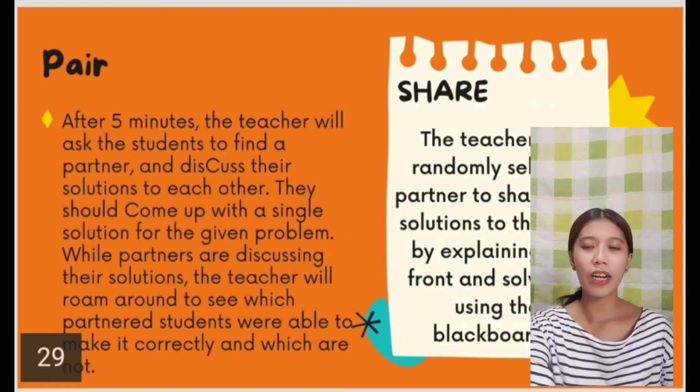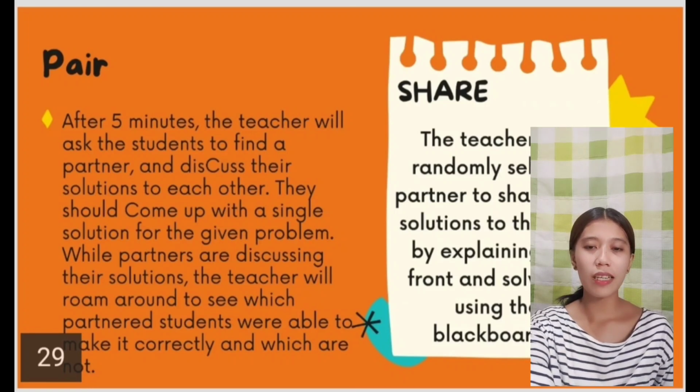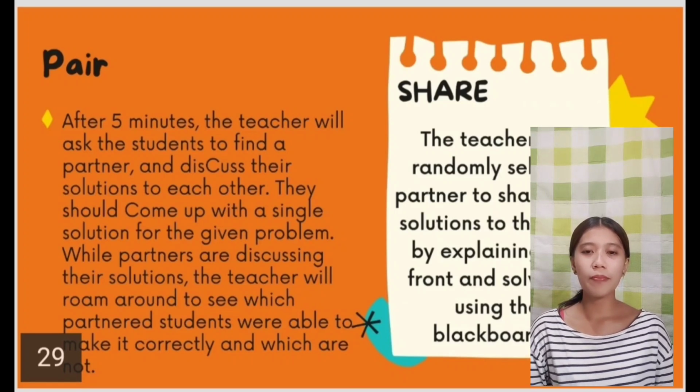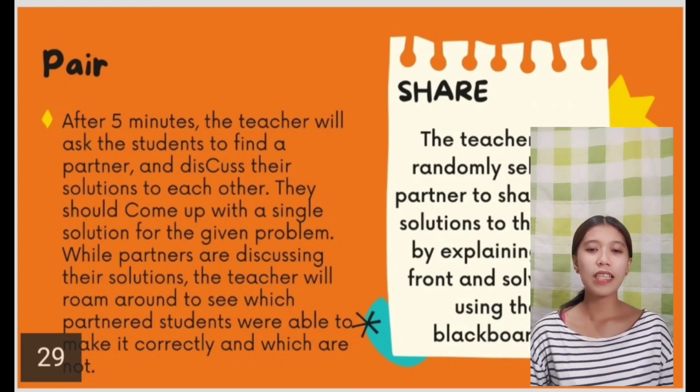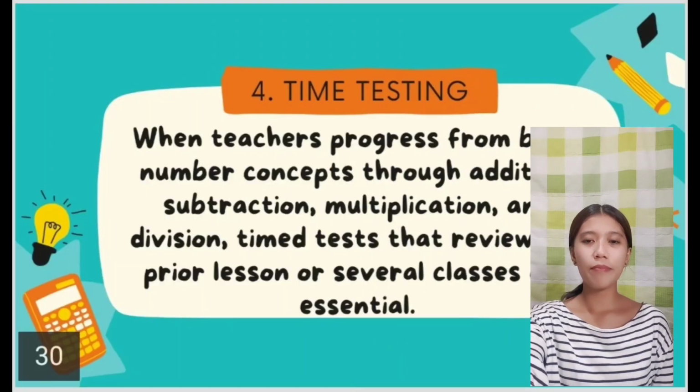While the partners are discussing solutions, the teacher will roam around to see which partner is able to make the correct answer. Share. The students talk in pairs for a moment, and the teacher will call on students to share their thinking with the rest of the class. For example, the teacher will randomly select a partner to share their solutions in class by explaining and solving on the blackboard. The fourth strategy is time testing.